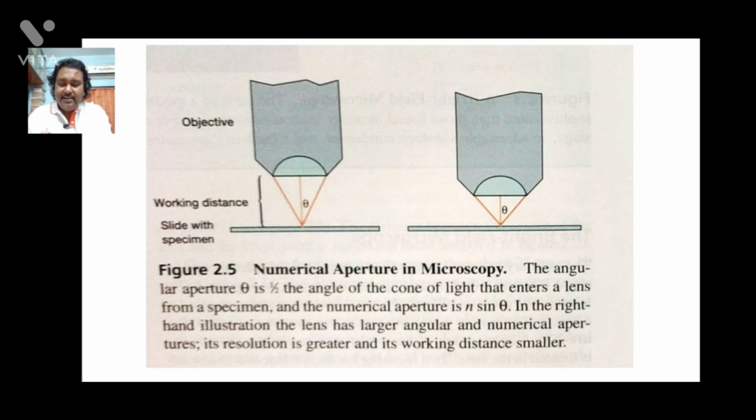For that reason, 4x is smaller in length, 100x is higher in length, and 100x is very much nearer to the specimen. For that reason, you can use immersion oil with the 100x lens. You will not be able to use immersion oil with 4x or 10x or 40x, because the distance between the specimen and the objective lens in those three lenses is higher. So, you will not be able to fill the gaps with the help of immersion oil.